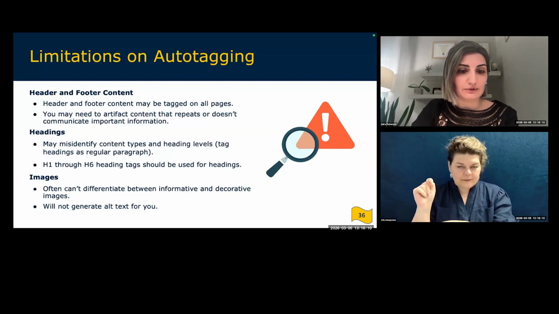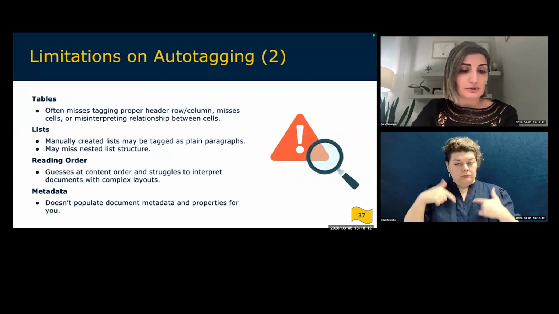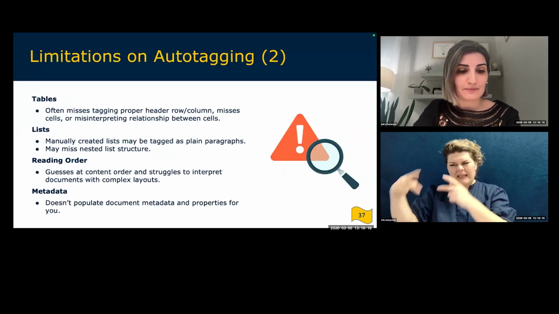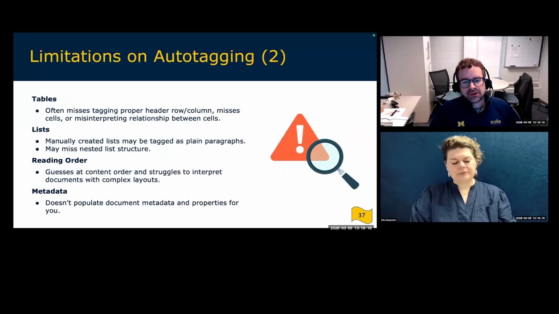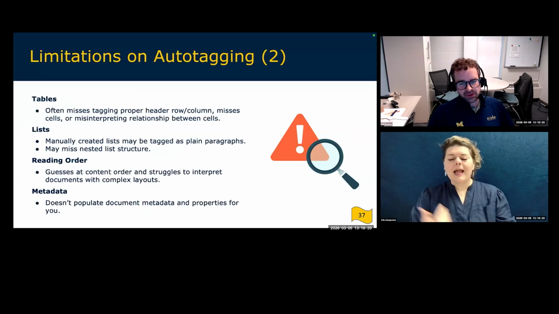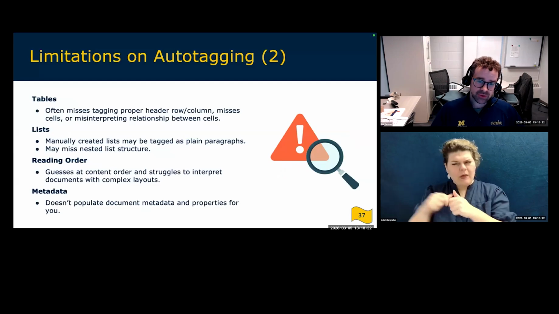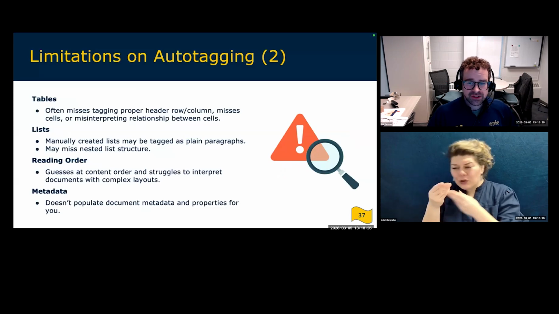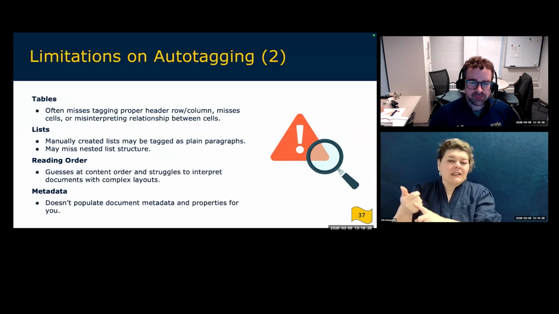Next, I'll turn to Phil to continue on limitations of auto tagging. Thanks, Naira. So there's a couple more aspects of accessibility that auto tagging really struggles with. Again, automated tools and AI solutions are improving, but we're still seeing issues in these areas as well.